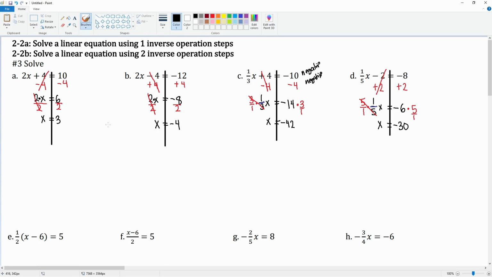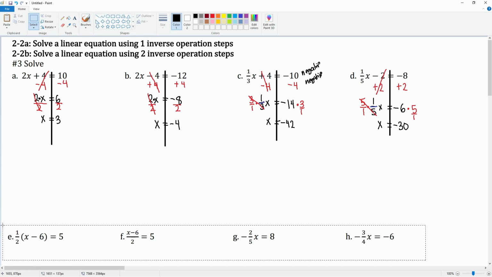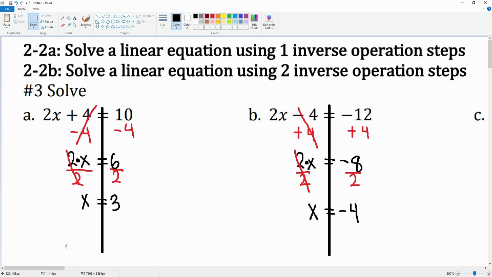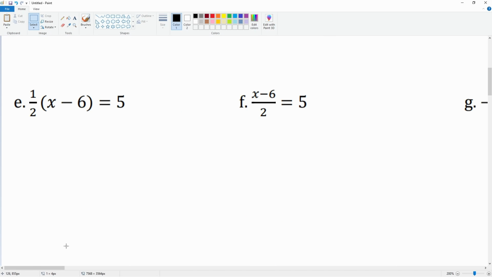This is 2-2a and 2-2b. Number 3, to solve. Here I'm going to cover the last 4 problems. Let's take a look at E first. So we have 1/2 parentheses x minus 6 equals 5.